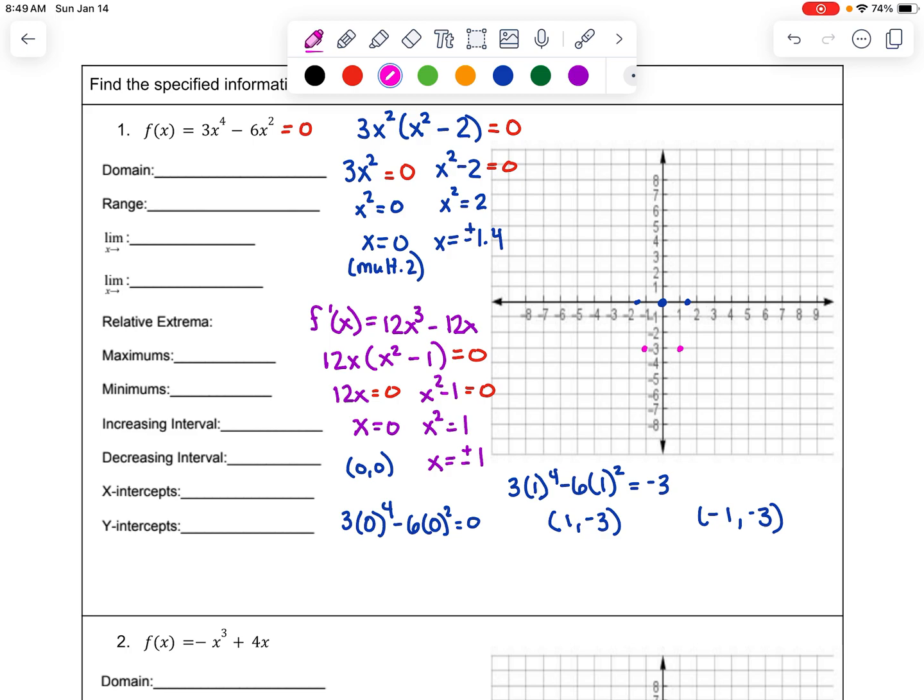Now you have to remember all the things we had talked about. If it's a fourth degree, the end behavior goes the same direction. If it is positive, both are going to end going up. So this is the graph that we're looking at. Fourth degree means both go, and it's positive, so both go up. We had the 0 with multiplicity of 2, so it bounced back. The 1.4 and the negative 1.4 just hit it once. So this would be our graph.